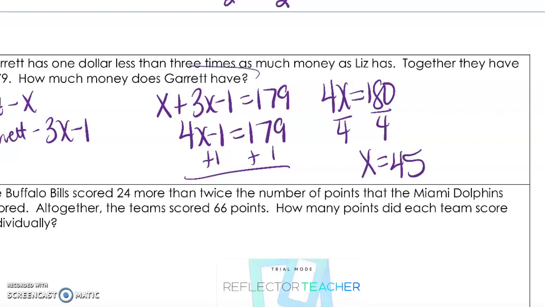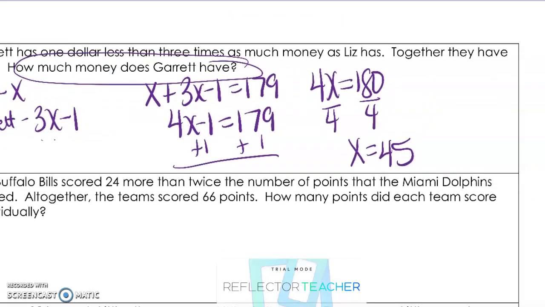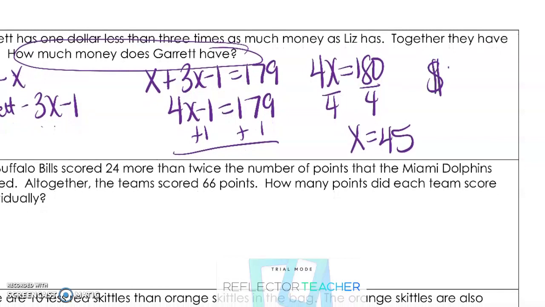Now here's what it says. How much does Garrett have? So you don't even need both answers. You just need to know Garrett. So for Garrett, we need to do 3 times 45 minus 1. That gives us $134. Make sure you put the dollar sign with it as well. You don't even have to label it as Garrett because all it asked us for was how much Garrett had.